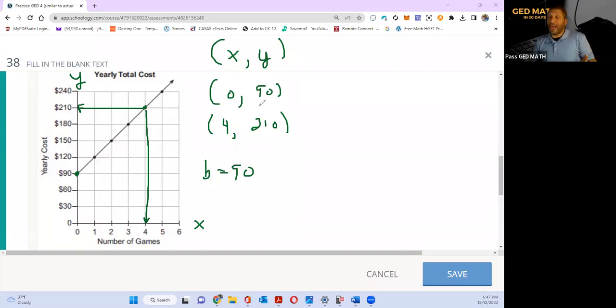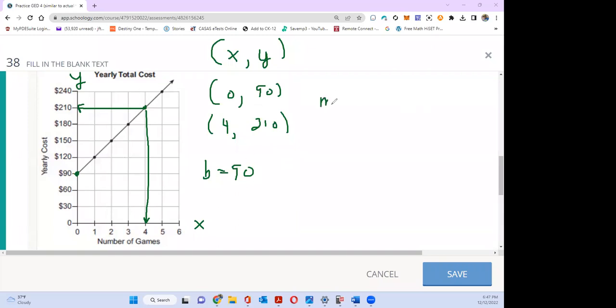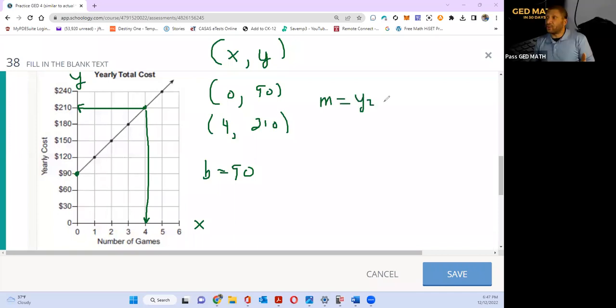If you wanted to do this manually, on your formula sheet there is a formula that says Y2 minus Y1 over X2 minus X1. What does that 2 and 1 mean? This is my first point that I used. This is my second point. So this is X1 because it's the X of my first point. This is Y1 because it's the Y of my first point. This is X2 because it's the X of my second point. And this is Y2 because it's the Y of my second point. Then you just plug them in.